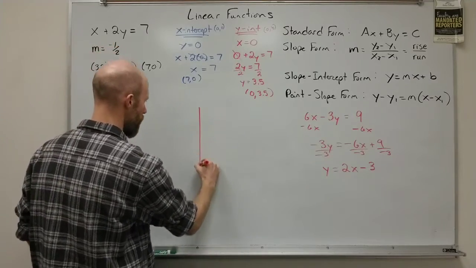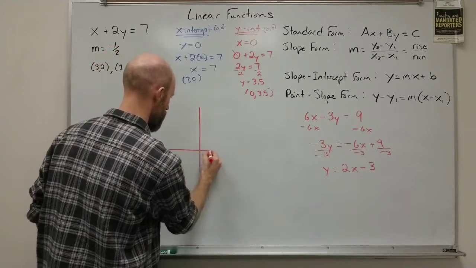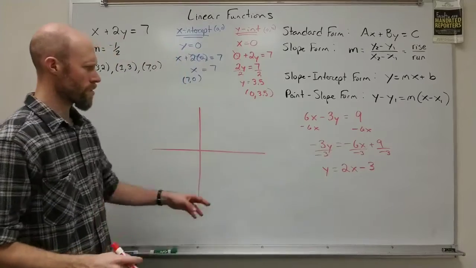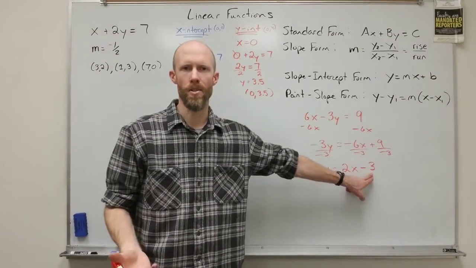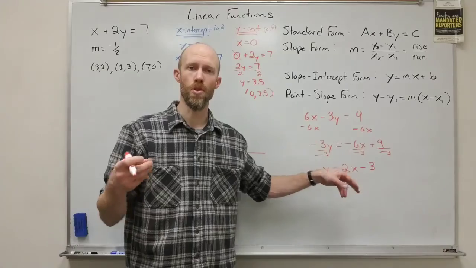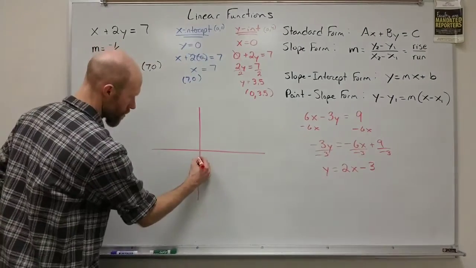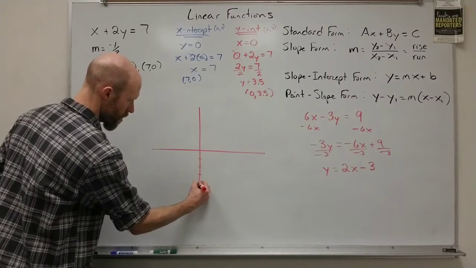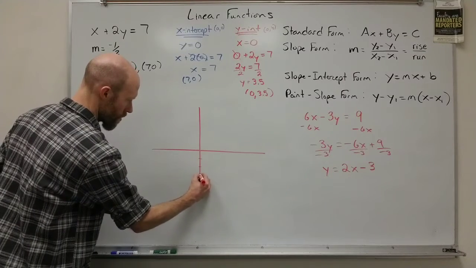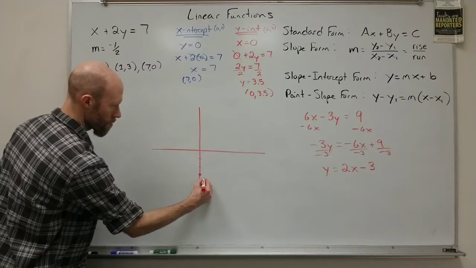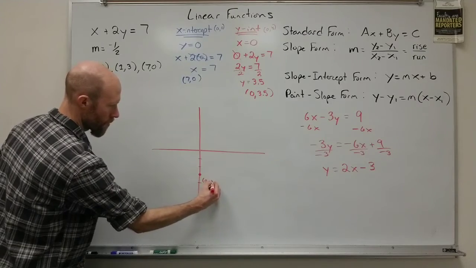To plot that one, let's see, I always start with a y-intercept. You have to start with a point and then use the slope to go from there. So I'm going to start with a y-intercept of negative 3. So 1, 2, 3, 4 maybe. So right there, that is going to be 0, negative 3.